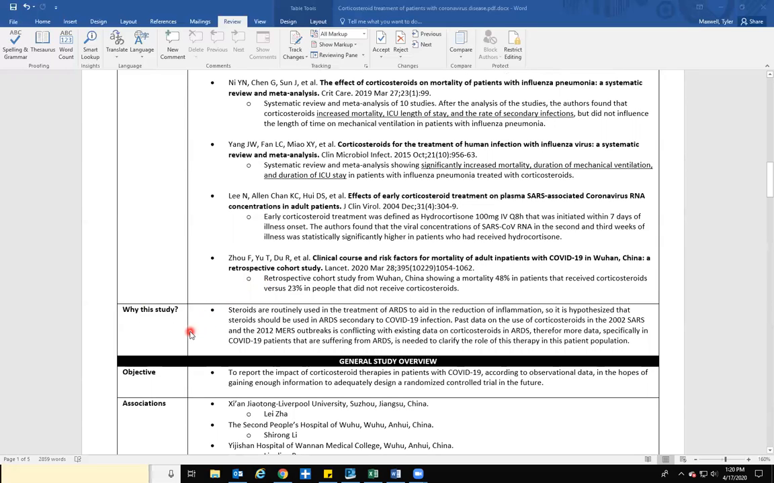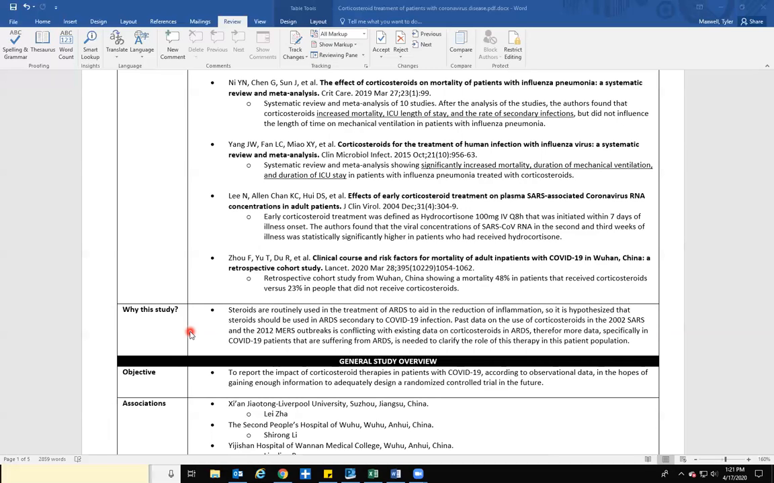So why this study? As you can see, there are quite a bit of studies that have been published in the past that recommend treatment with corticosteroids or without corticosteroids for COVID-19 patients. The articles that are recommending corticosteroids in the treatment of COVID-19 are recommending it based on articles in the treatment of ARDS, or acute respiratory distress syndrome, which our COVID-19 patients do develop.